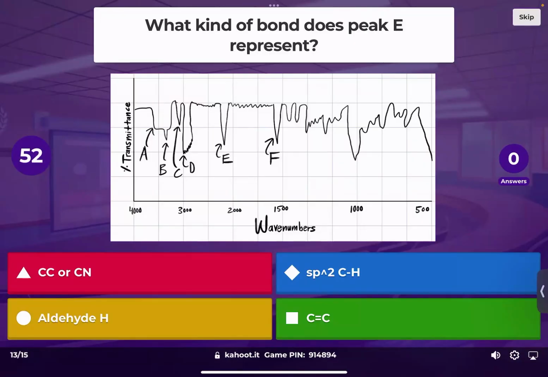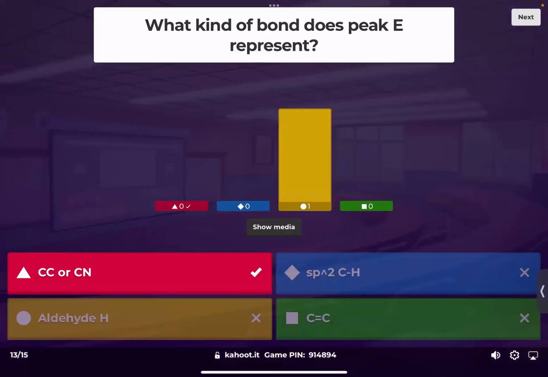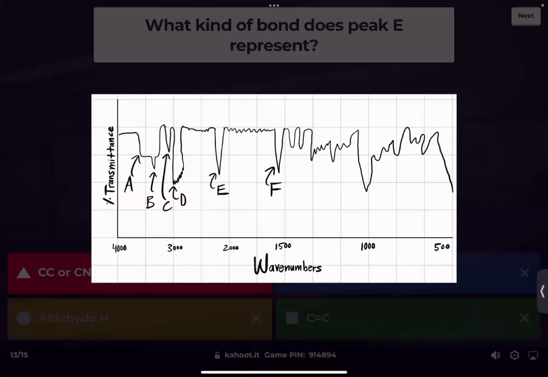Okay, so that one is at the triple bond. Is that right? An outlier? Nah, I don't see triple bonds. Oh no! Is that the double bond region? Wait, look at the numbers. Where is E closer to, 2000 or 3000? 2000.